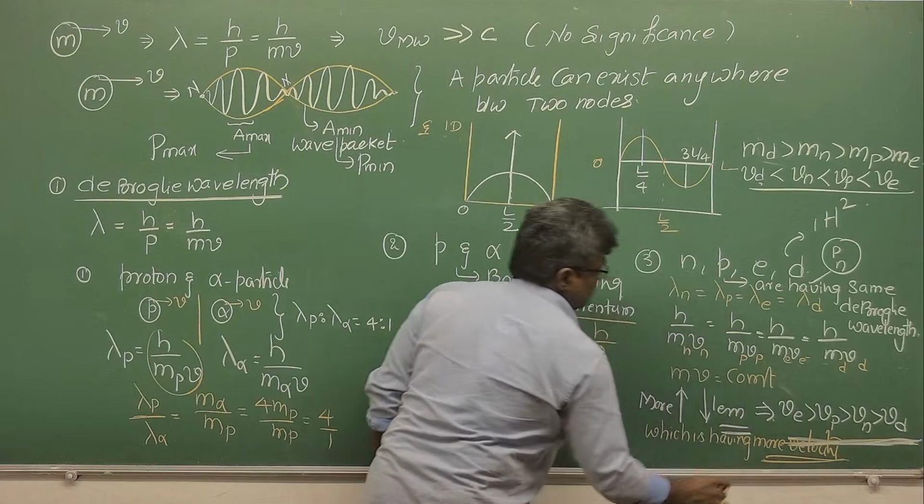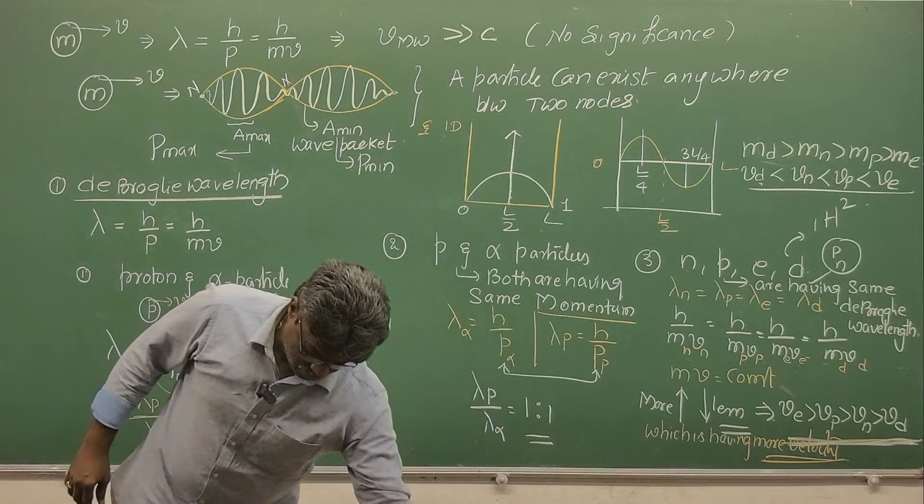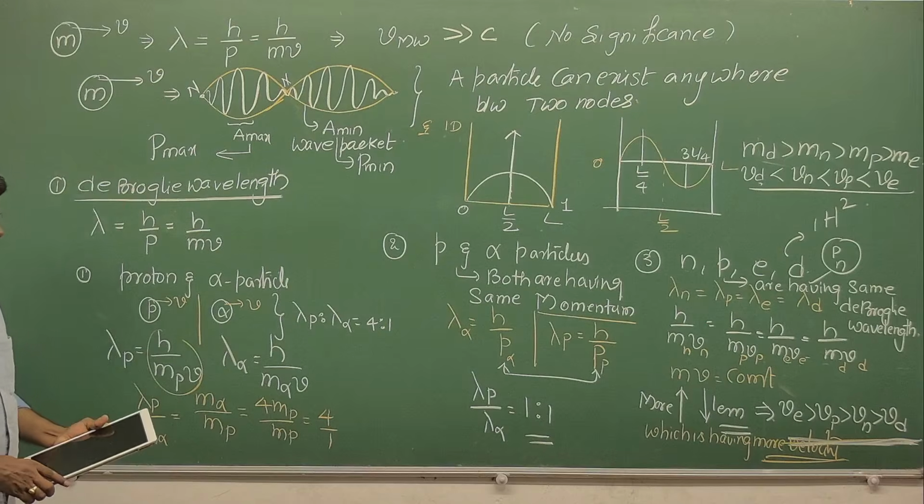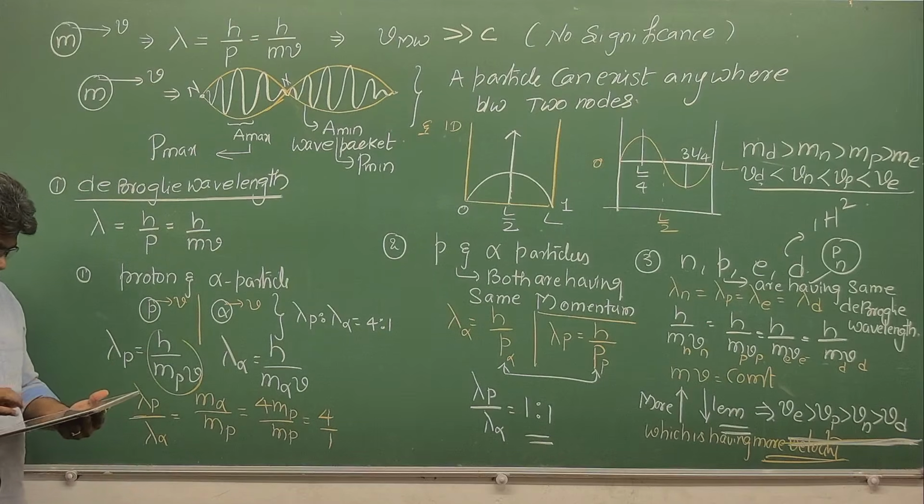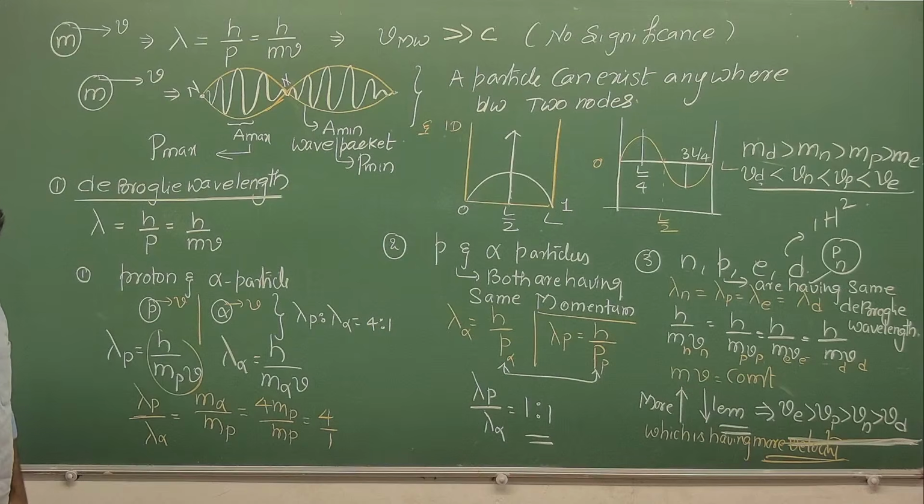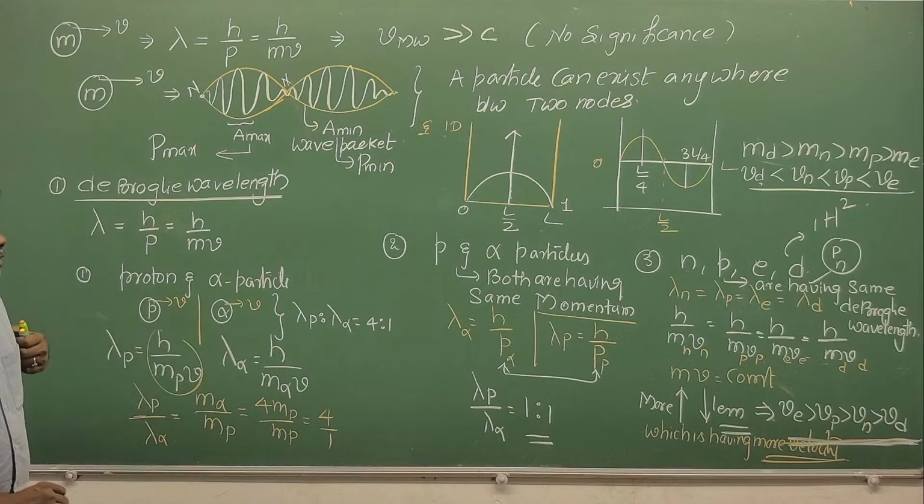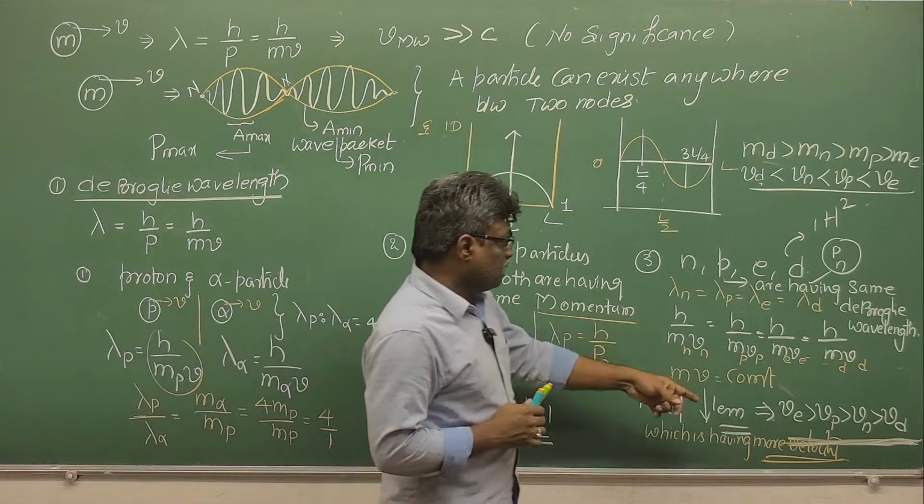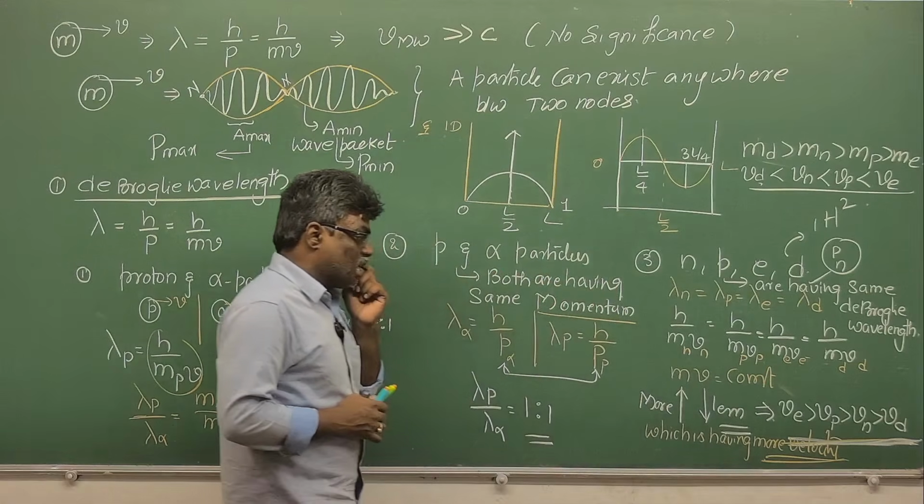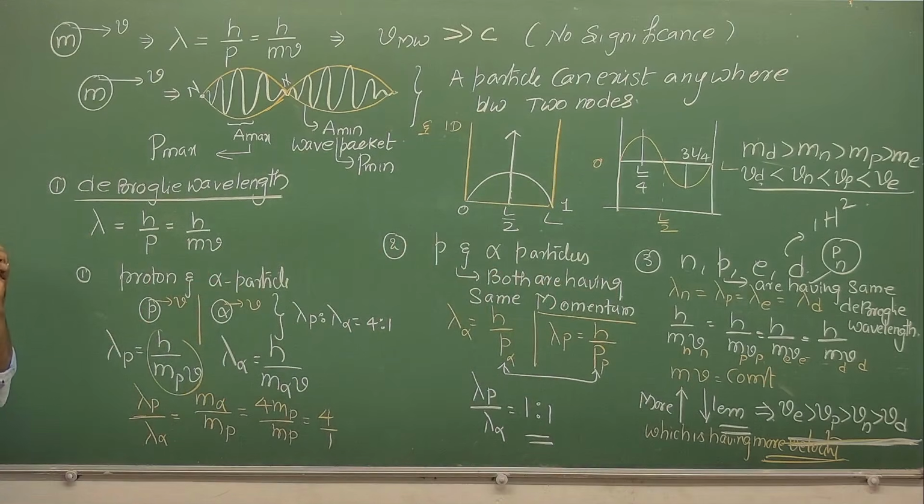Forget the energy, please. Don't take energy, again you will get confusion. Just take velocity. If you want the question for the third one: if neutron, proton, electron, deuteron have the same de Broglie wavelength, which of the following has more velocity? More velocity. Don't take more energy, because we don't know whether it is relativistic or non-relativistic, there is also that issue. So better to go for velocity.